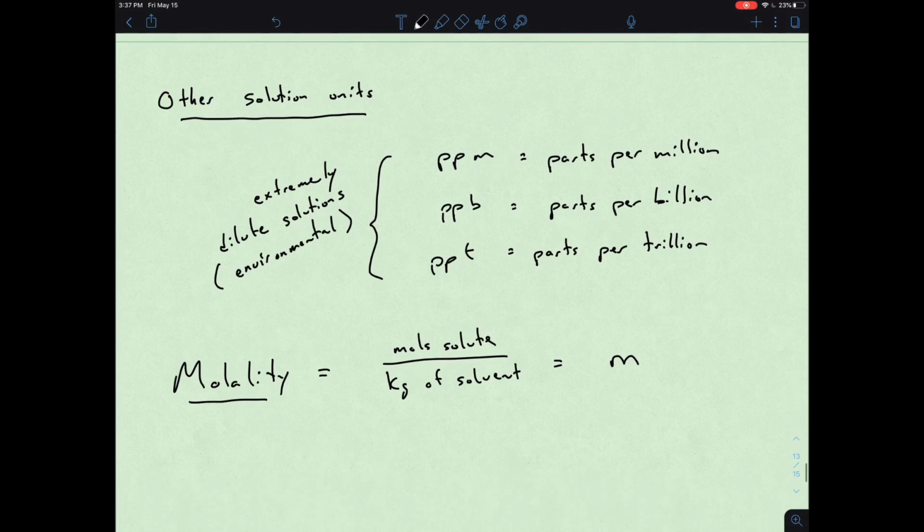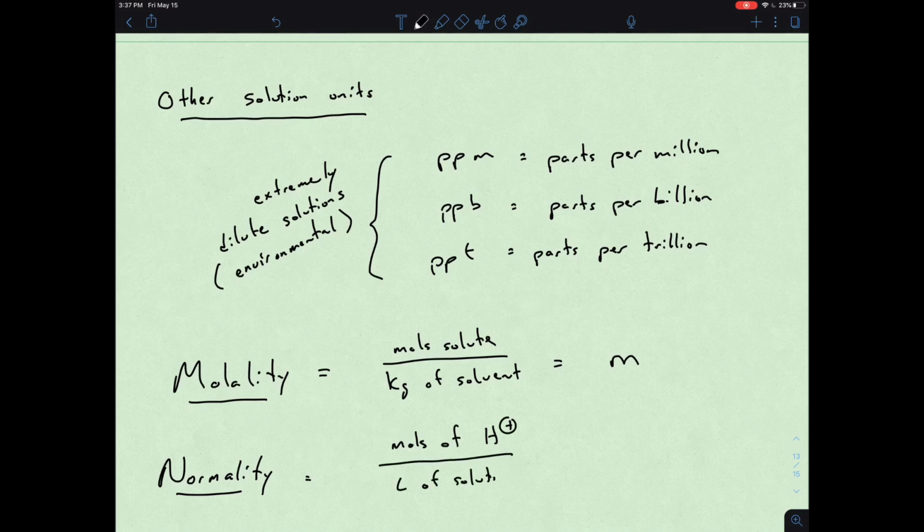And then another one is normality. No, it's not how normal you are, but it's moles of H plus per liter of solution. And this is something that's more specific to acid-base chemistry. Again, we don't tend to use these too often, but just so that you're aware that we do have other units that are out there to describe solutions.